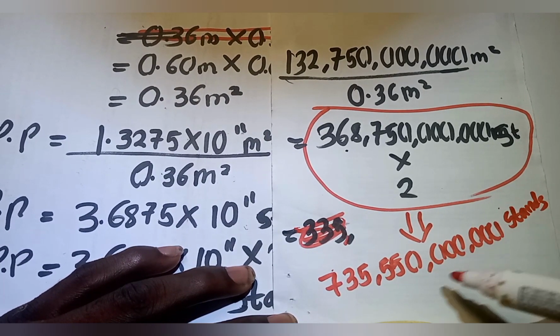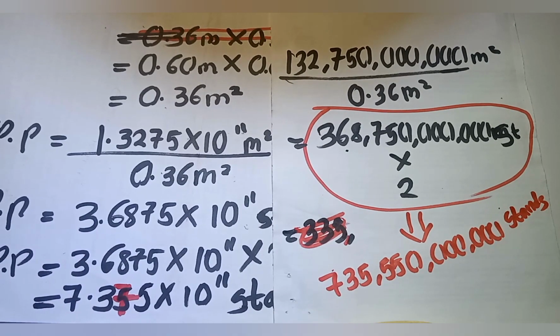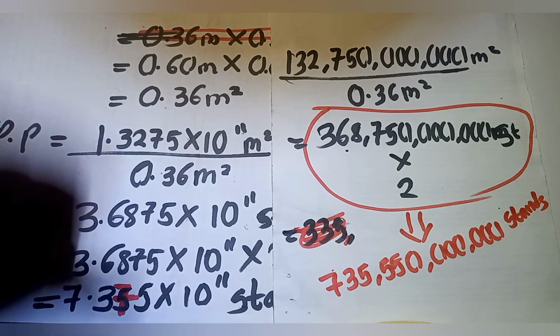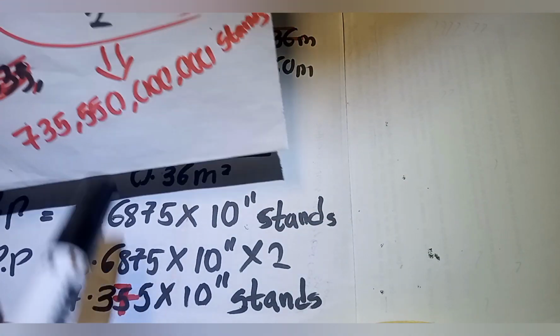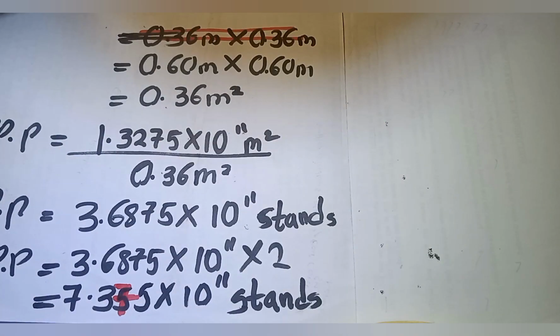Get it? So this is also the same as this. You get what I'm saying? So don't get confused at all. For those of you that didn't understand how I got it, if you punch this into a calculator, you're going to get this and this. You get what I'm saying? So let's proceed with this.